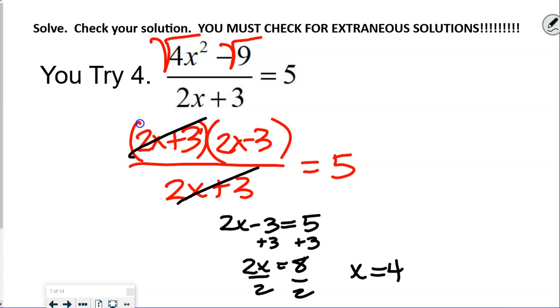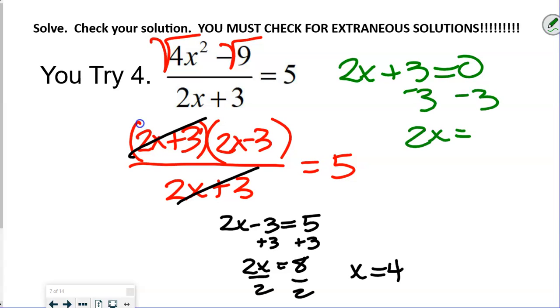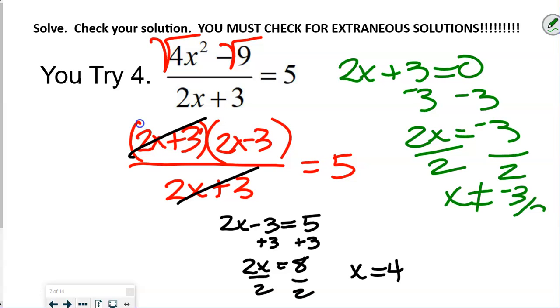In the denominator, we're going to set that denominator equal to 0. 2x plus 3 equals 0. Subtract 3 from both sides. 2x is equal to negative 3. Divide both sides by 2. So x cannot equal negative 3 over 2. So here again, those are different. So this is our solution. Okay.